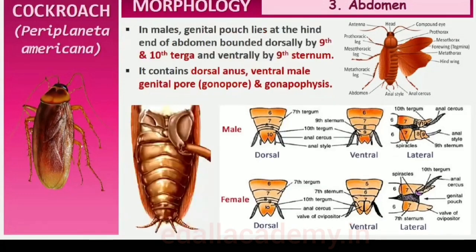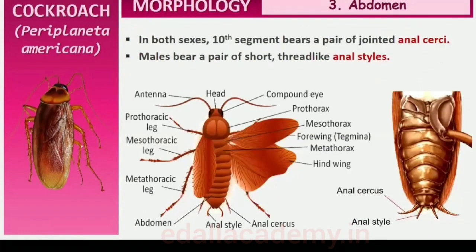In males, the genital pouch or chamber lies at the hind end of the abdomen, bounded dorsally by the 9th and 10th terga and ventrally by the 9th sternum. It contains the dorsal anus, ventral male genital pore and gonapophysis. Males bear a pair of short, thread-like anal styles which are absent in females. In both sexes, the 10th segment bears a pair of jointed filamentous structures called anal cerci.